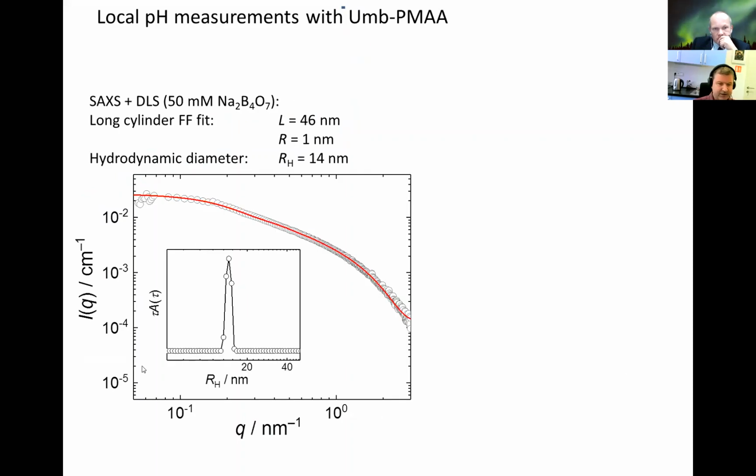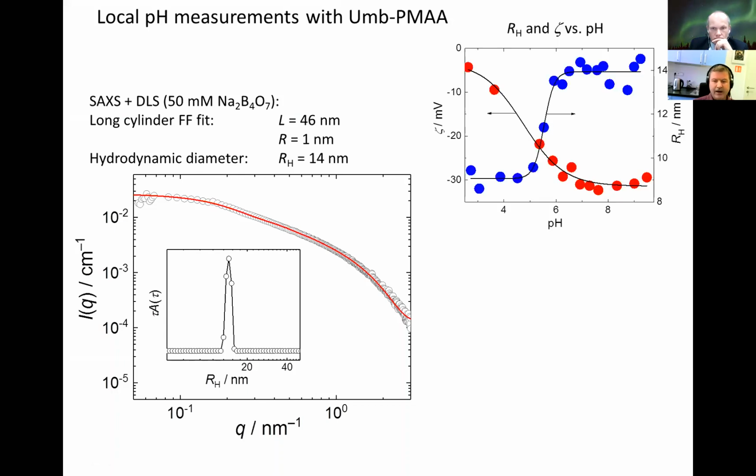So this is the characterization of this polymethacrylic acid by both dynamic light scattering and small angle X-ray scattering. So it really is, even at relatively high ionic strength, in a very stretched conformation. When the pH is around 8 or 9, you can fit it very easily with the form factor for a cylinder. And this is how the zeta potential and the hydrodynamic radius depend on pH.